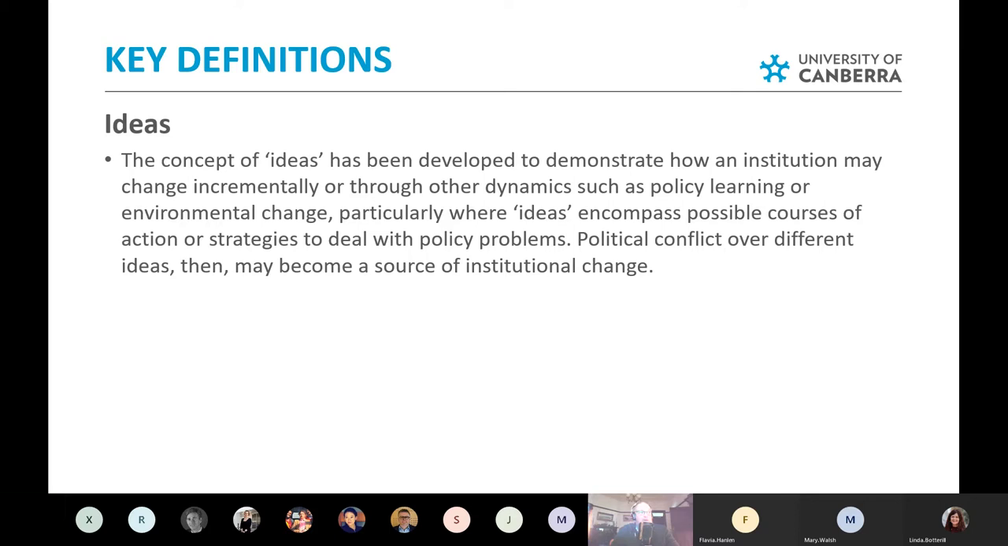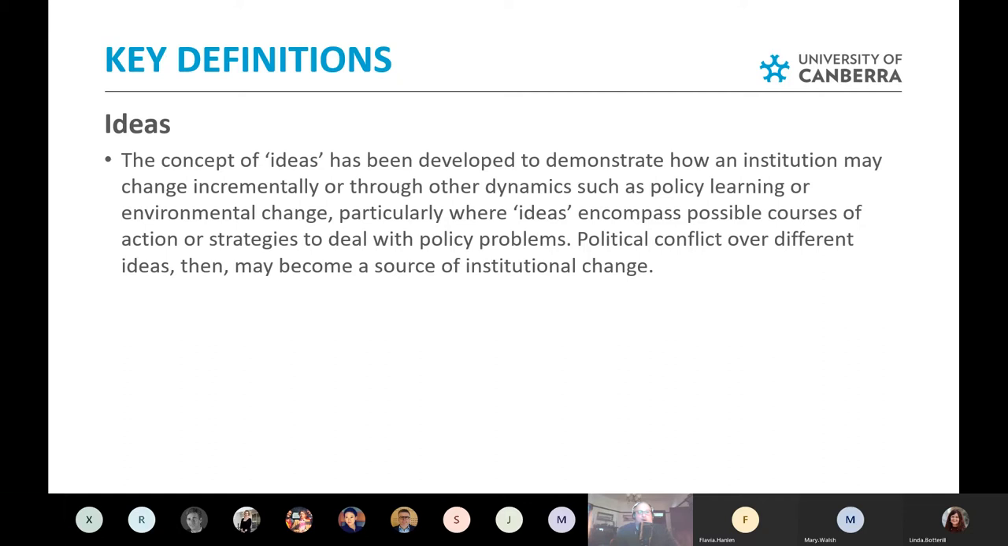So ideas can be very powerful in terms of bringing about incremental change to institutions. But I guess it tries to make it possible for policy learning and other forms of environmental change to bring about change to institutions. Again, we have this problem of it being tautological, that institutionalism can explain both stasis and change. But if we stick to the method rather than the theory, hopefully this model can explain it a bit better.